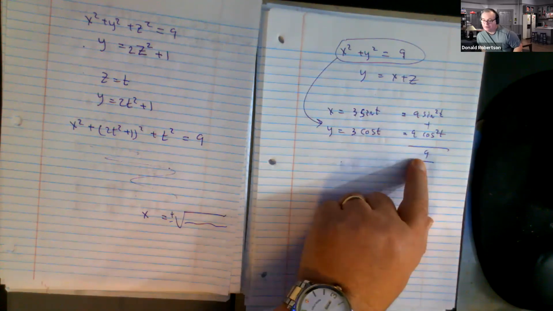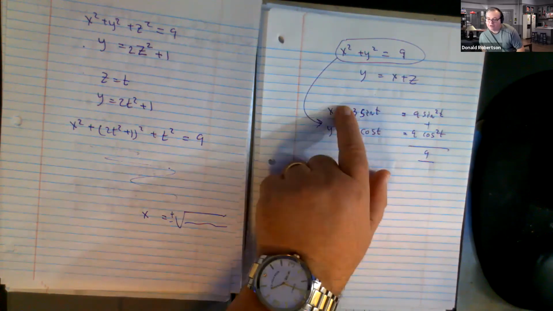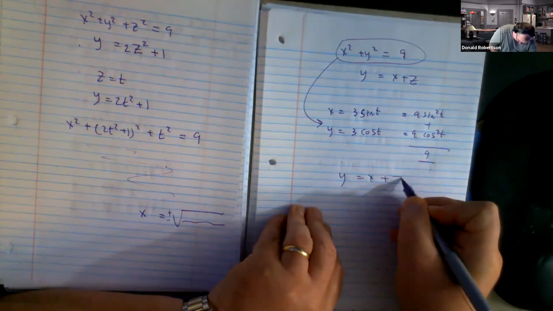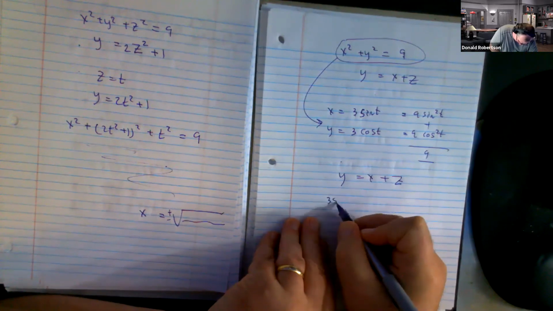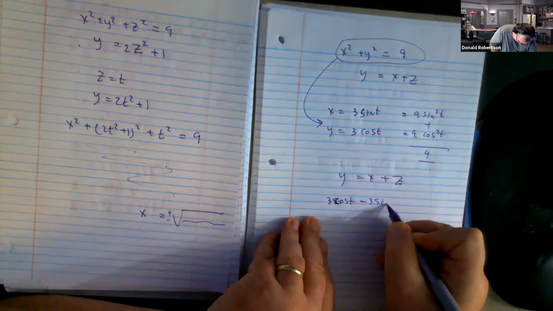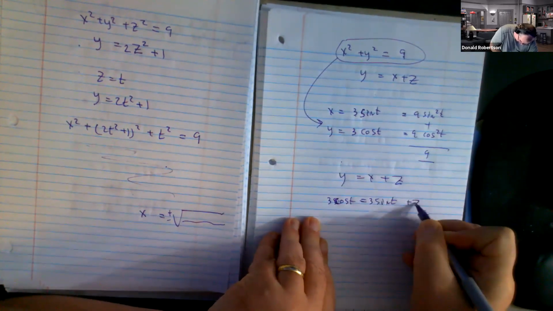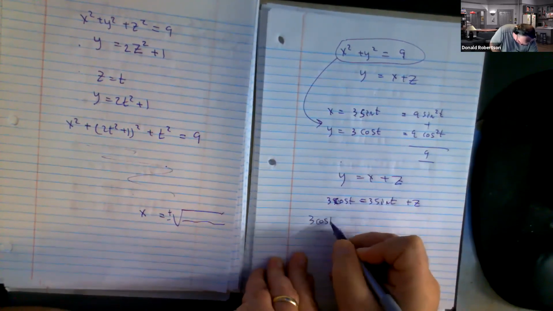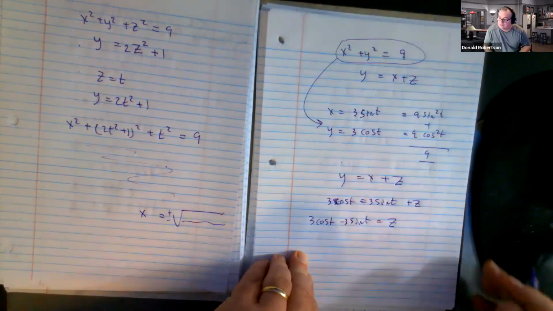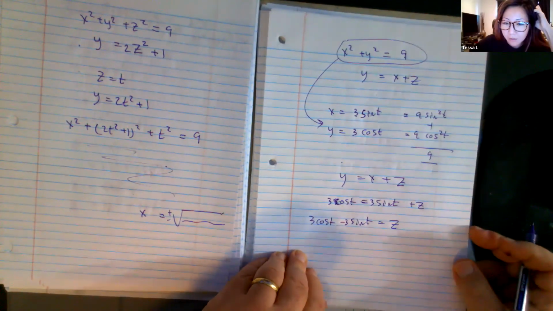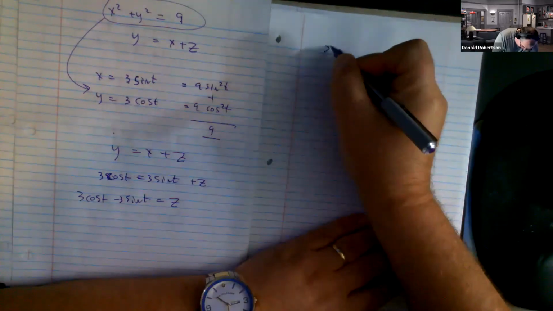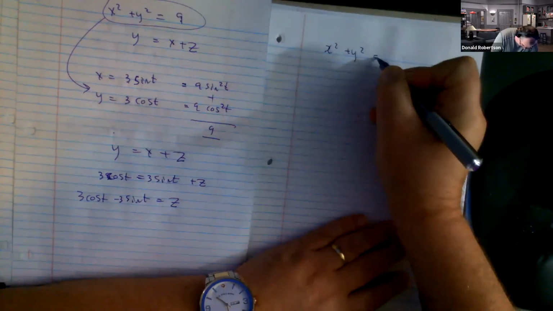Now, what you can then do is, once you know x and y, couldn't you just go here and say y is x plus z? So 3 cosine t is 3 sine t plus z. So won't 3 cosine t take away 3 sine t be my z, and we are good to go. Okay. Is that the only way to solve that, or is there a way to do it without? No. This one you could do it like this.